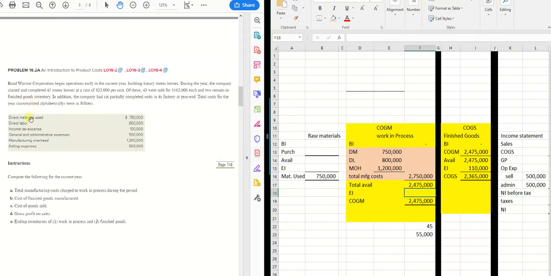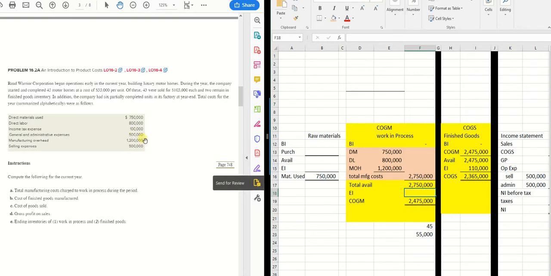So let me see. These are the total cost for the year. Okay, I'm sorry. My total cost for the year, that's this one, my total available. Okay. Basically, I was thinking if they started 45 and finished 45, my beginning and ending inventory need to be the same. And so I kind of know there's some sort of error in this problem because this number is $2,750,000 given in the problem.